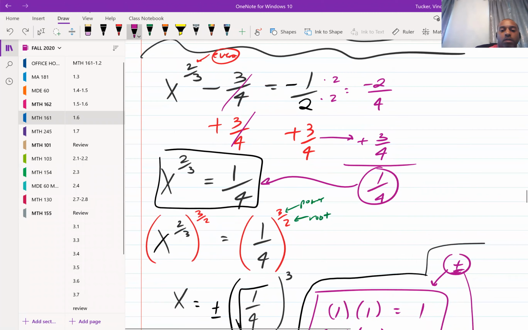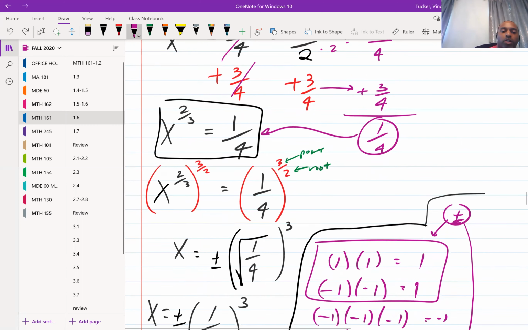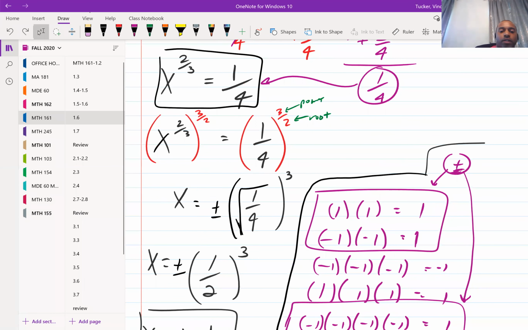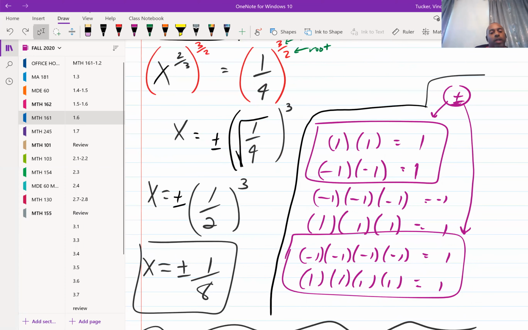All right. So that means right here I have the square root of 1/4 raised to the 3rd power, but also, like I mentioned before, plus or minus has to be involved. Square root of 1/4 is 1/2. Then 1/2 cubed is 1/8. So that is plus or minus 1/8 as an answer.